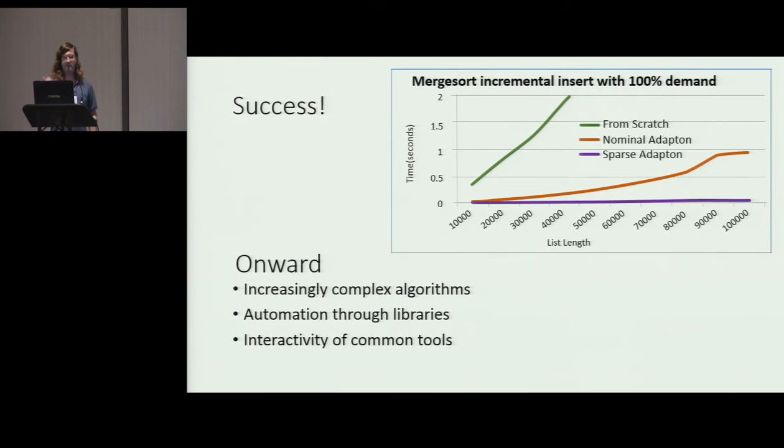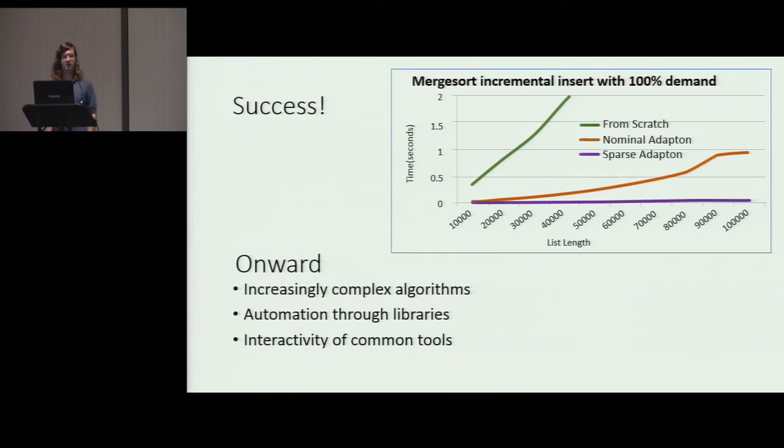And this works pretty well. We have here a chart of running, inserting a single item and then demanding the entire list with various list lengths. And you can see that regular nominal Adapton runs about 10 times faster than completely recomputing from scratch. And then sparse Adapton is another about 10-fold improvement over that.